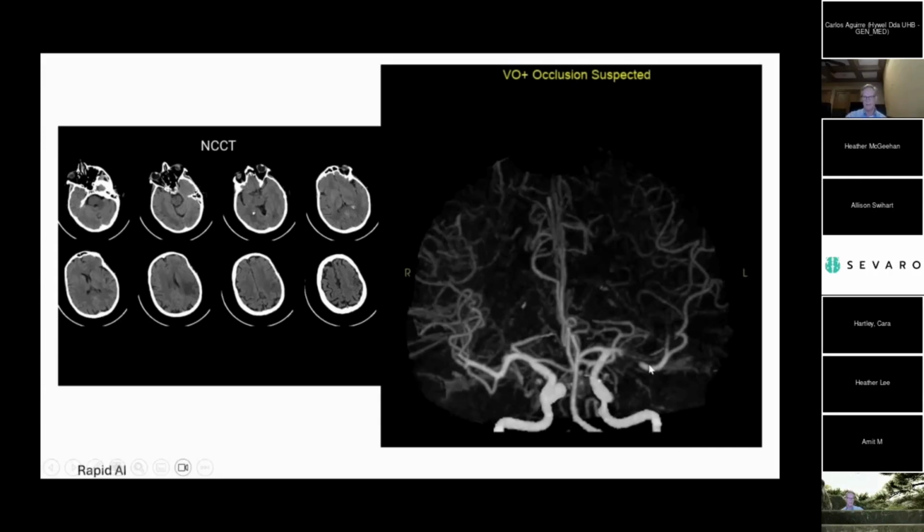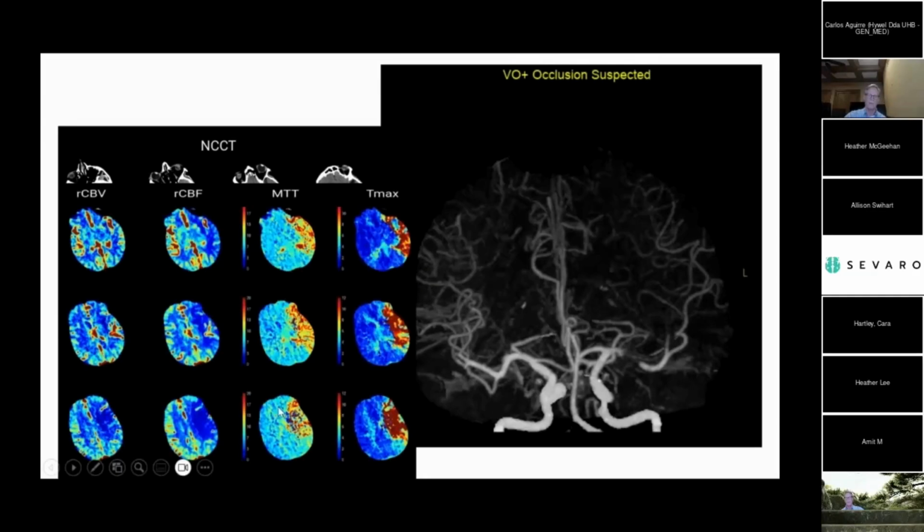On the affected side, you have the ICA coming up. You have a clot sitting here in the M1 segment, and then you have the collateral vessels out here. The collateral vessels here are not as dense and numerous as they are on the normal side. Hope you guys can appreciate that. So here are their perfusion images.